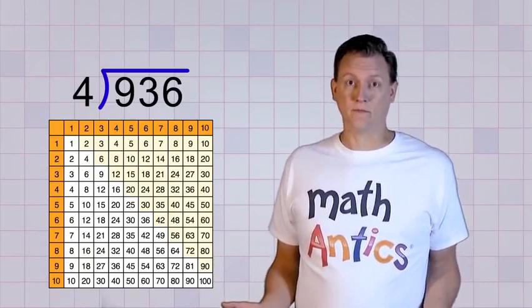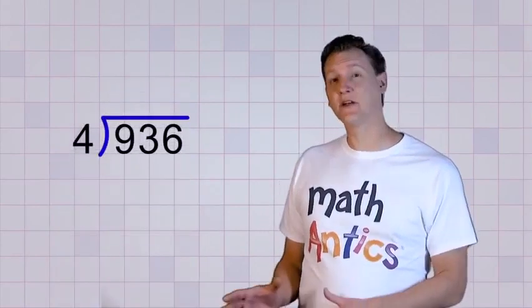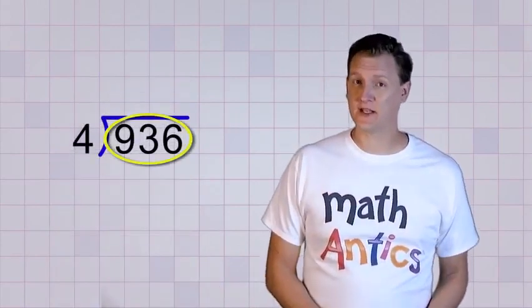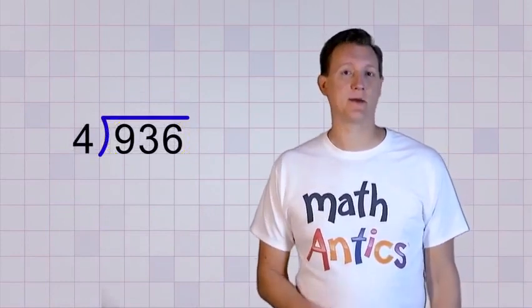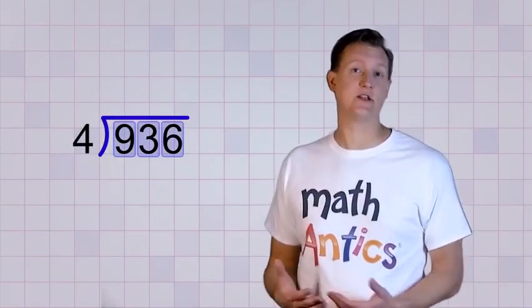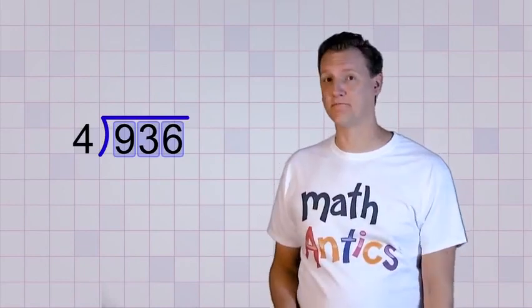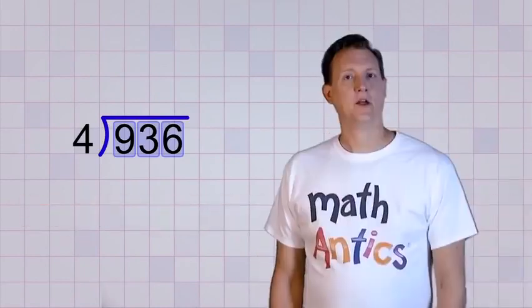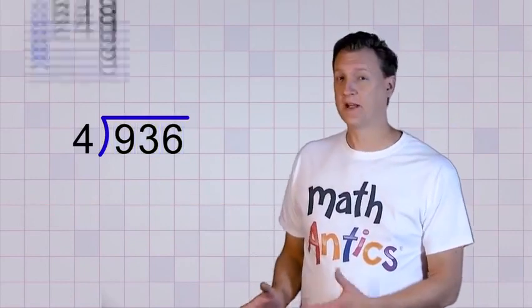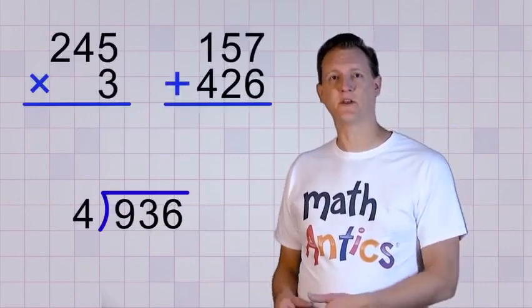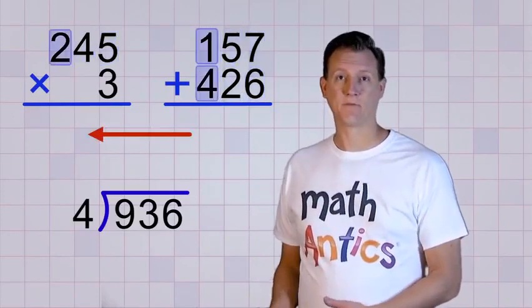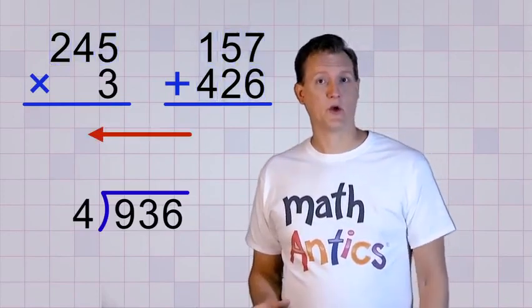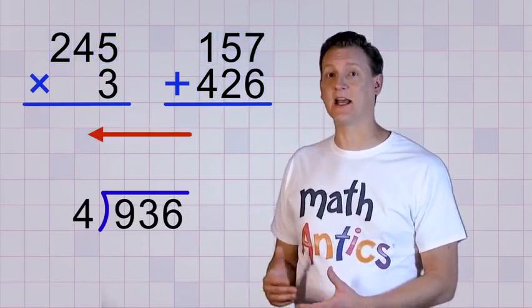So what do we do? Well, instead of trying to divide the entire 936 by 4 all at once, let's break this problem up into smaller steps by just trying to divide each digit by 4, one digit at a time, digit by digit. Do you remember how with multi-digit multiplication and addition, we always start with the smallest digit, the ones place digit, and we work from right to left? Well, division is backwards. We still go digit by digit, but the other way.